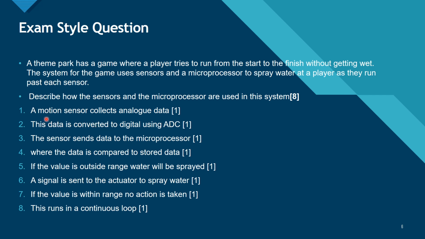So a motion sensor collects analog data. This data is converted to digital using ADC. The sensor sends data to the microprocessor, where the data is compared to a stored data. If the value is outside range, water will be sprayed. A signal is sent to the actuator to spray water.